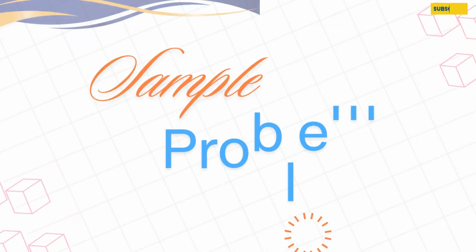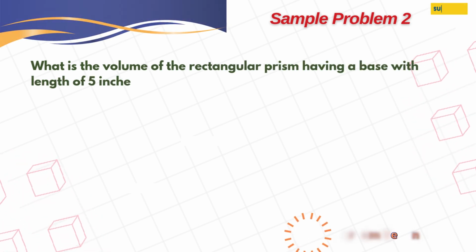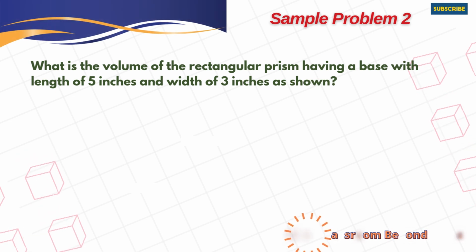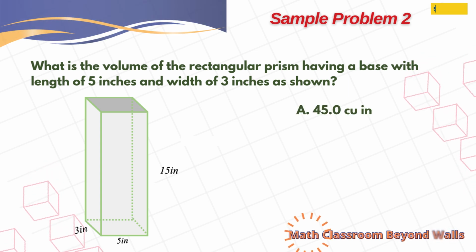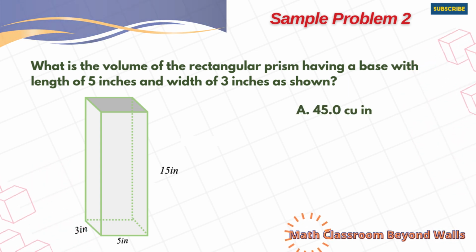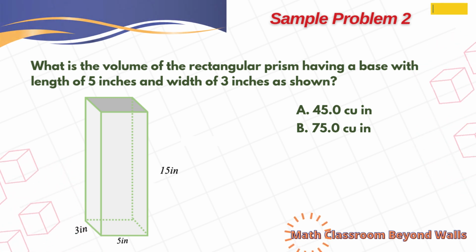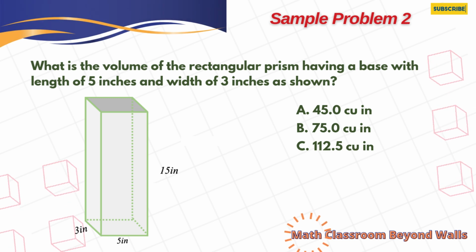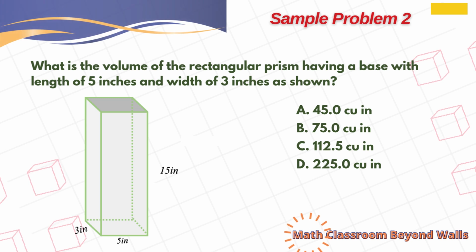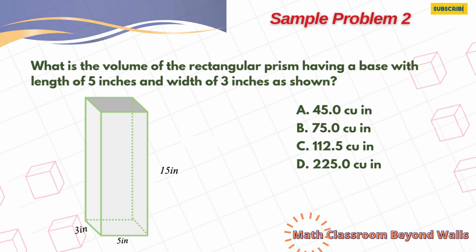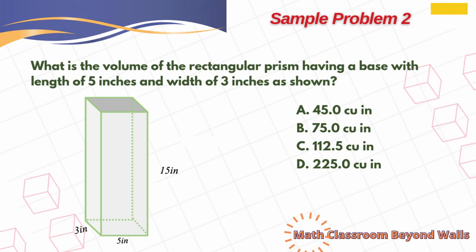Here is the problem. What is the volume of the rectangular prism having a base with length of 5 inches and width of 3 inches as shown? A figure is given. Option A, 45.0 cubic inches. Option B, 75.0 cubic inches. Option C, 112.5 cubic inches. And option D, 225.0 cubic inches.